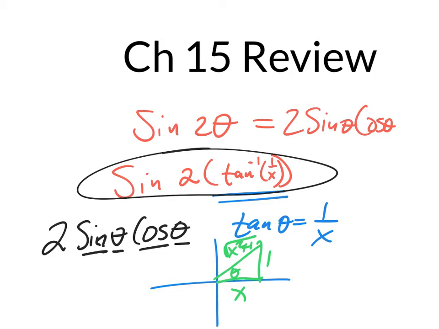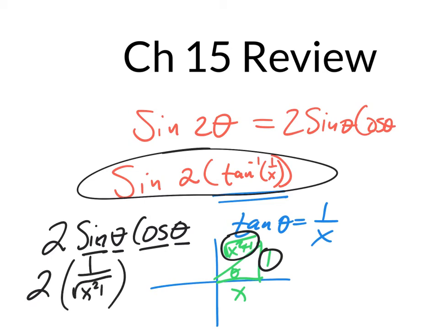Okay, so now that I got the triangle drawn with all of the sides labeled, remember me saying how that was important? Then we can do sine of that angle, which is opposite over hypotenuse. So 2 times that part is 1 over square root of x squared plus 1. And then multiply by cosine of theta. And what is cosine? It's adjacent over hypotenuse. So x over the square root of x squared plus 1.